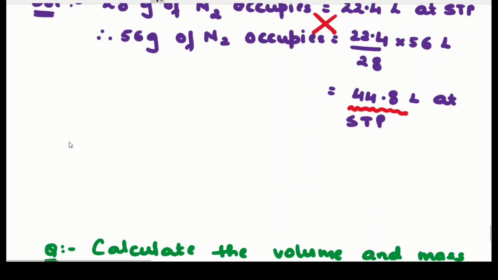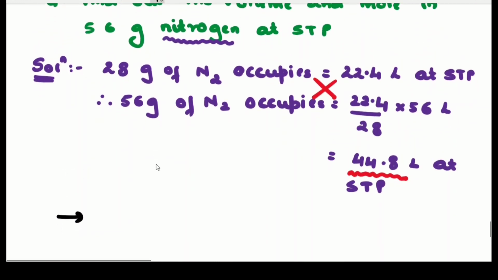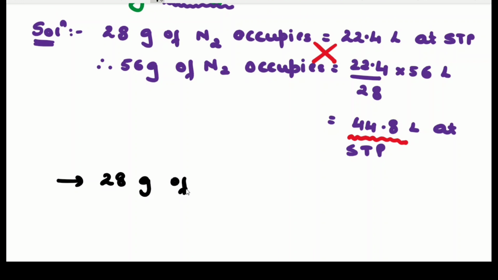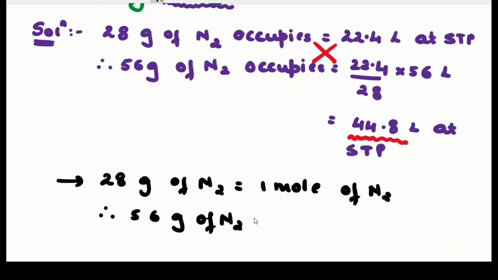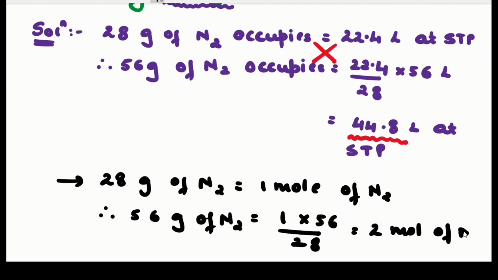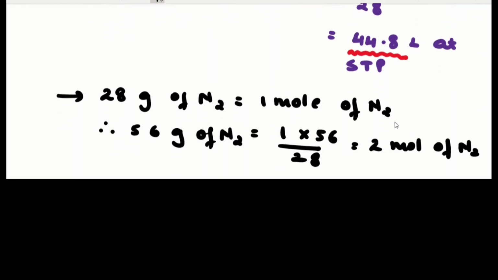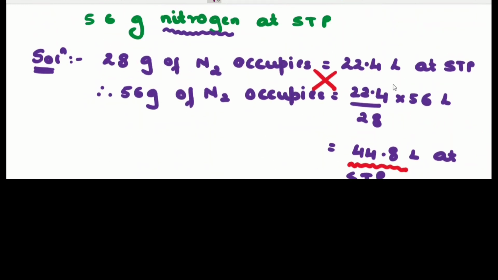Now let us try to solve the next question, that is the number of moles present in 56 gram of nitrogen at STP. Again we know that 28 gram of nitrogen molecule is nothing but 1 mole of N2. Same way, 56 gram of N2 will be equal to 1 into 56 upon 28, which is equal to 2 moles of nitrogen. Okay, you can also use the formula: number of moles is equal to mass given upon molar mass. In the above question, the same way, volume given upon molar volume. Okay, so this is how you can solve the question.